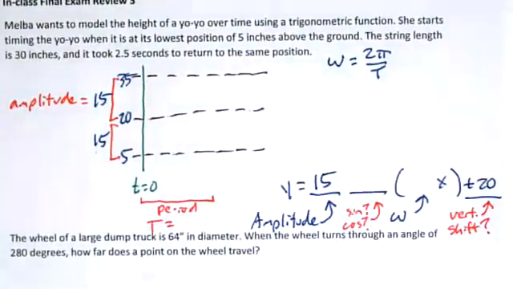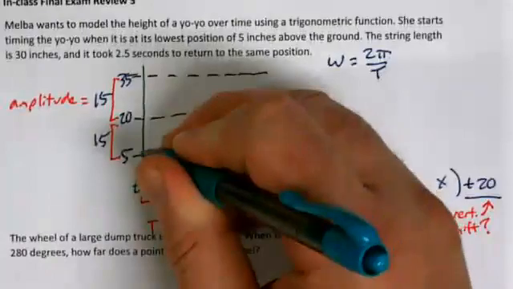We need to figure out what our period is. We need to decide on sine or cosine, and then we need an omega. So we're most of the way done with this problem already. Where does the yo-yo start at time 0? Top, bottom, center? At the bottom. It's going to start down here.